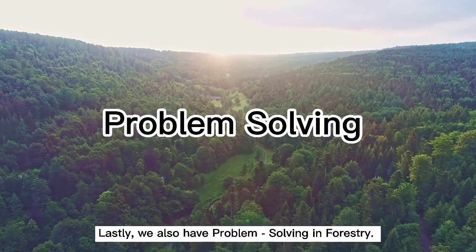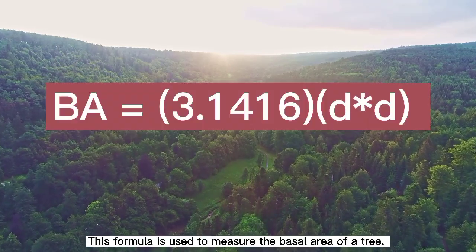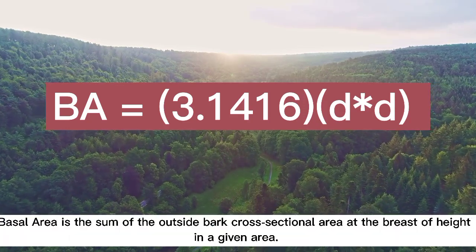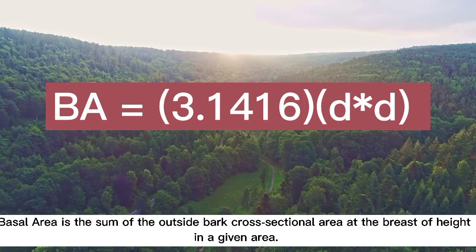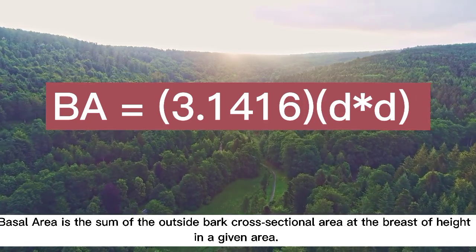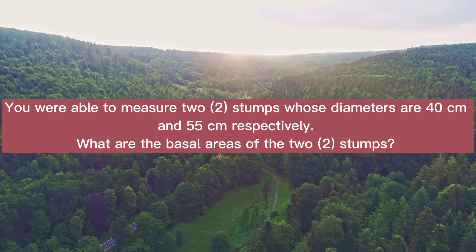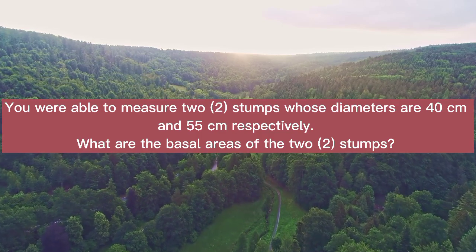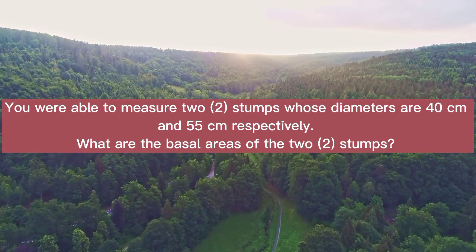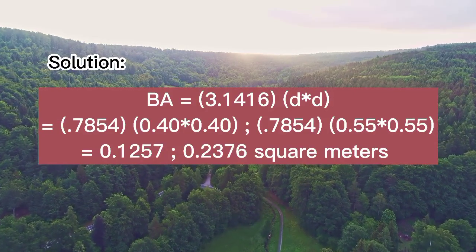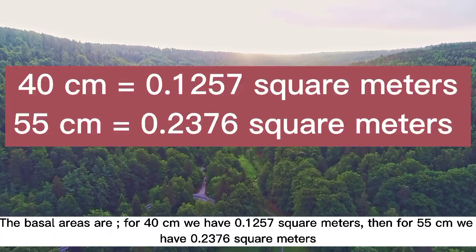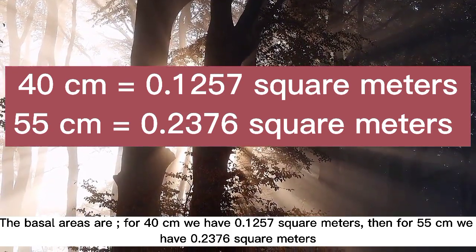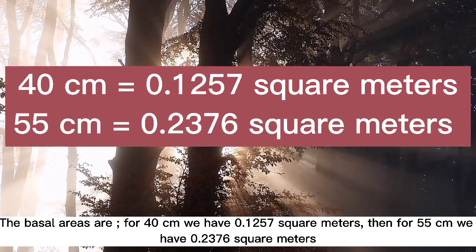Lastly, we also have problem solving in forestry. This formula is used to measure the basal area of a tree. BA stands for basal area. It is the sum of the outside bark cross-sectional area at the breast height in a given area. A problem example. You were able to measure two stumps whose diameters are 40 cm and 55 cm respectively. What are the basal areas of the two stumps? Here is the solution. The basal areas are, for 40 cm we have 0.1257 square meters, then for 55 cm we have 0.2376 square meters.